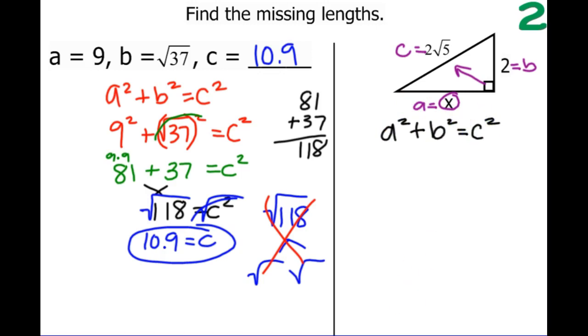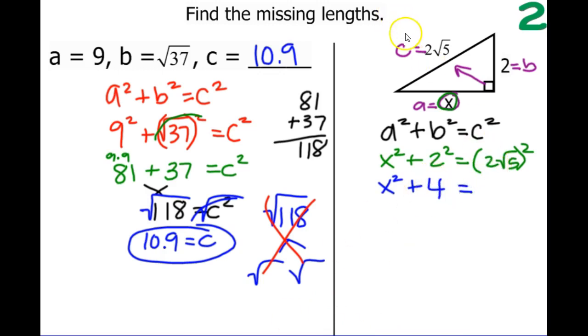So there's a Pythagorean theorem. I know a is really just x. We don't know what it is, so we're just going to change it to the letter x. b is 2, so we have 2 squared. And c is 2 square root of 5 squared. So x squared is just x squared. 2 squared, 2 times 2 is 4.